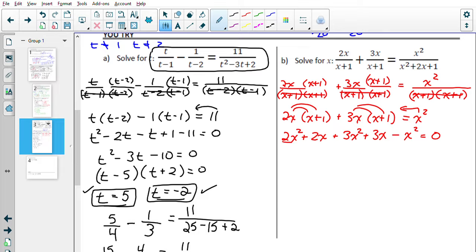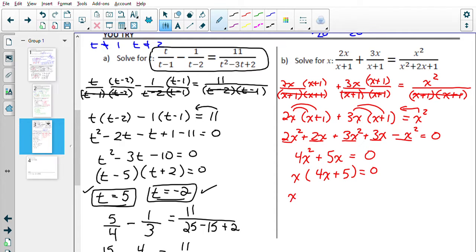2x squared plus 3x squared is 5, minus 1, it's 4x squared. 2x and 3x makes 5x, and 0. There's no number this time. So you don't factor that as a quadratic, you common factor: x(4x + 5).